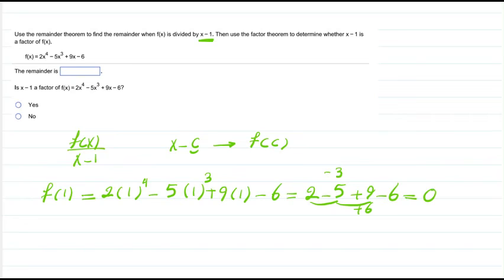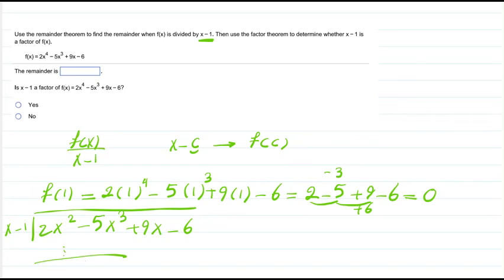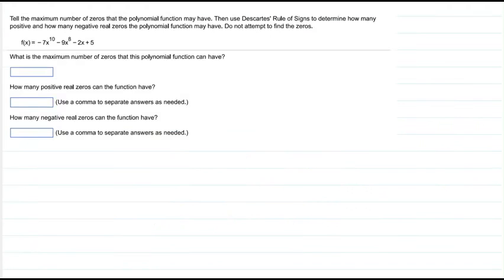Okay, we divided f of x, which is 2x to power 4 minus 5x to power 3 plus 9x minus 6, by x minus 1, and then we found that the remainder is 0. It means x minus 1 is a factor for this function. So the remainder is 0. And by the factor theorem, right now we know that x minus 1 is a factor for this function. Let's work on the next problem.